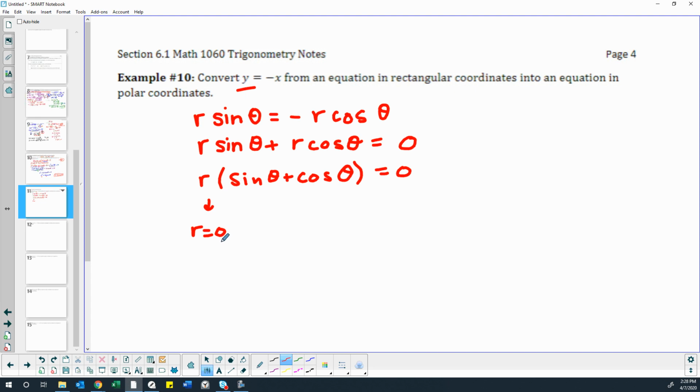Well, a radius of 0 doesn't really even make sense, right? Because that would just be a point at 0, 0. So let's think about this part of the equation. Sine theta plus cosine theta equals 0. We need to think of an angle that makes that true. What angle would we have a sine value and a cosine value that are identical but opposites?